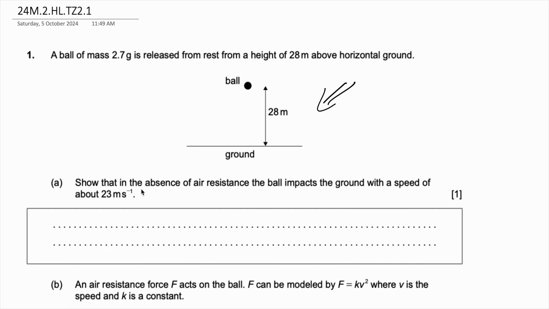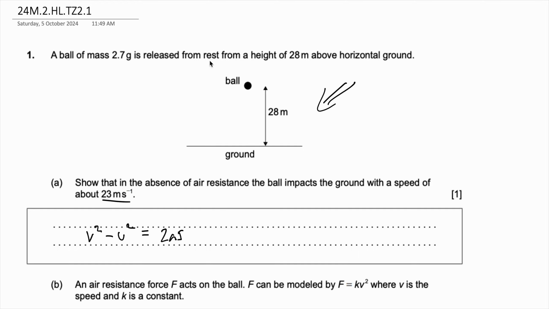So part A, show that in the absence of air resistance, the ball impacts the ground with a speed of about 23 meters per second. Okay, this is a really straightforward question. We just employ our kinematics equation. And here, because we have no time, we can use our timeless equation, which is v squared minus u squared is equal to 2as.